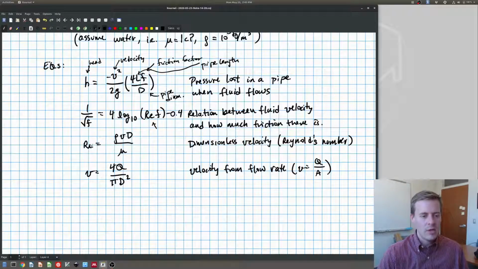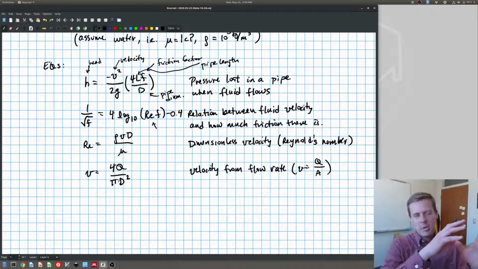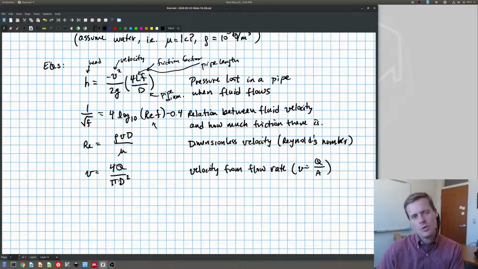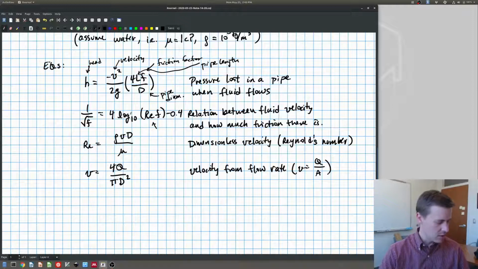The next one here is the Reynolds number. One way to think about the Reynolds number is as a dimensionless velocity. So it's a velocity where we've divided by some other units, so it doesn't have any units on it, and it's this quantity rho v d over mu. And then the last part is how do we get the velocity from the flow rate? Well, if I have a pipe with a certain flow rate, which is volume per time, and I divide by the area, I get an average velocity of that fluid, and so we can get that average velocity here. So this is our example problem.